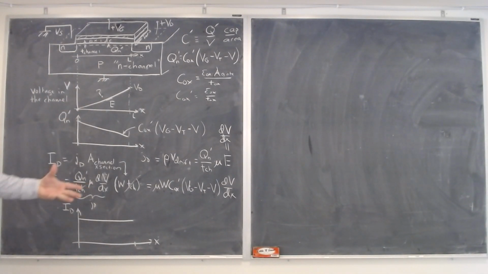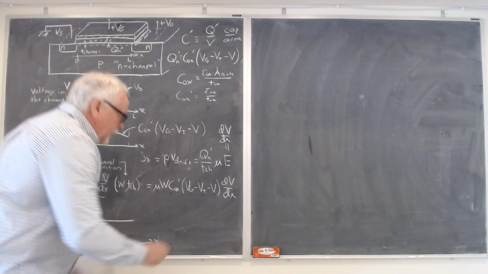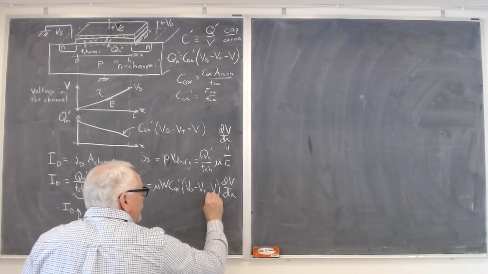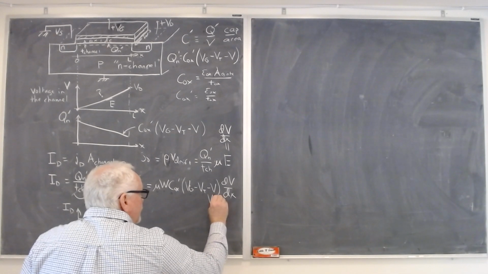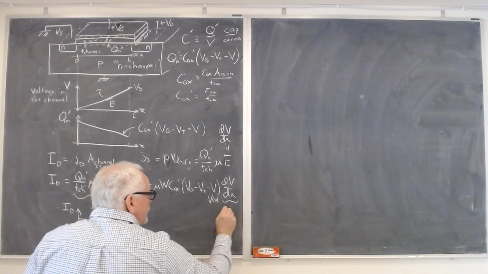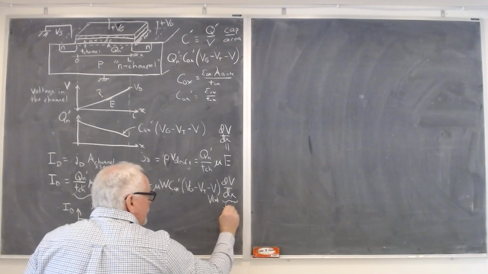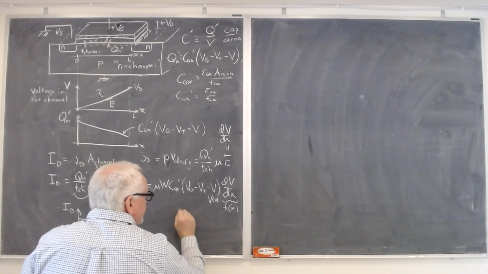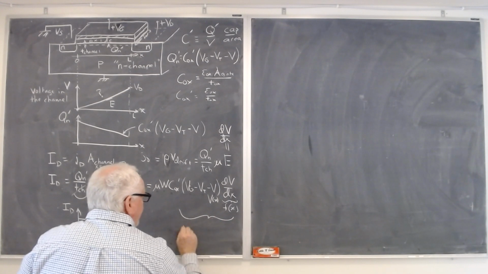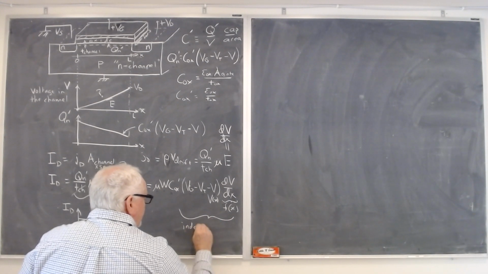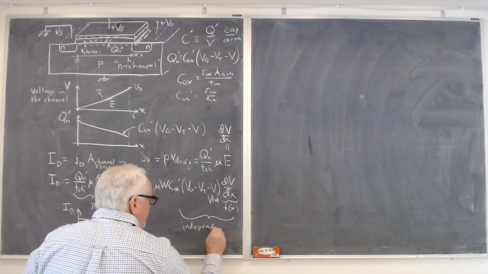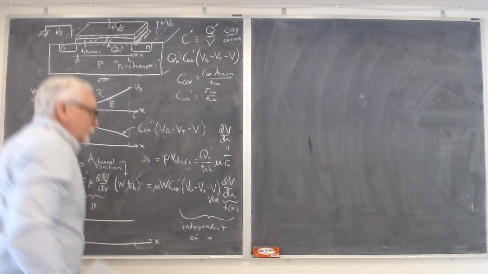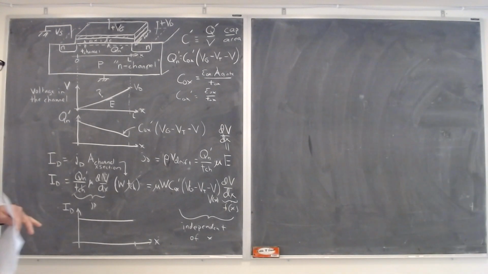And it has to be that this product, even though this is V of x, and this depends on x, is independent of x. It has to be.